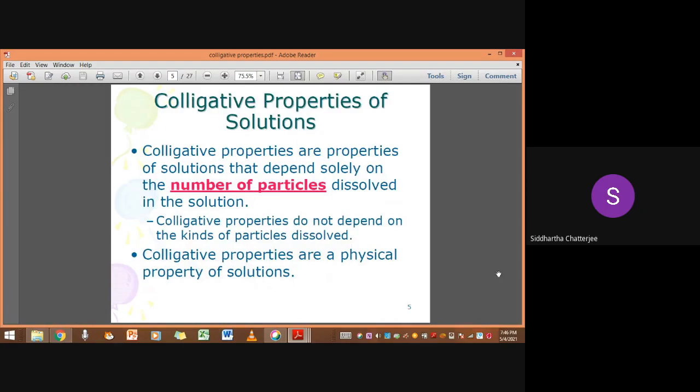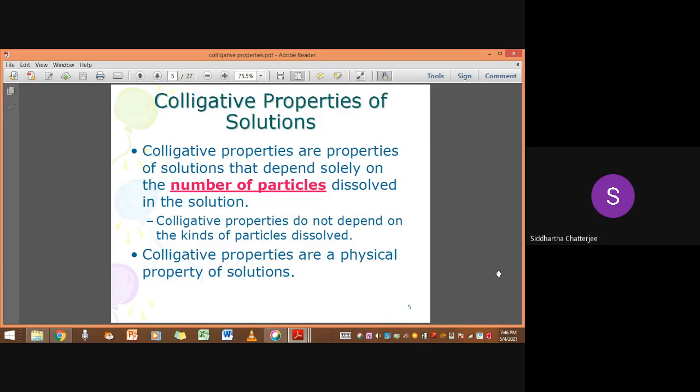So one thing you understand already, that the colligative properties are the properties of solution that depend solely on the number of particles dissolved in the solution. Number of particles means number of the particles of solute. So colligative properties do not depend on the kinds of particle dissolved, as we have already explained. It depends on the number of particles.